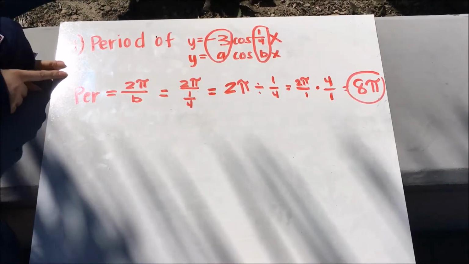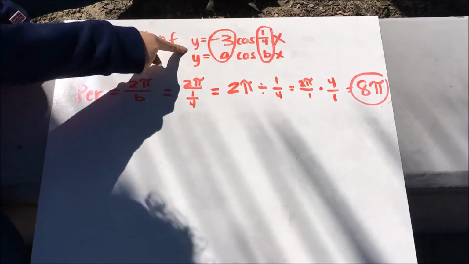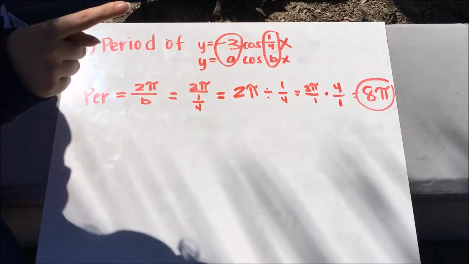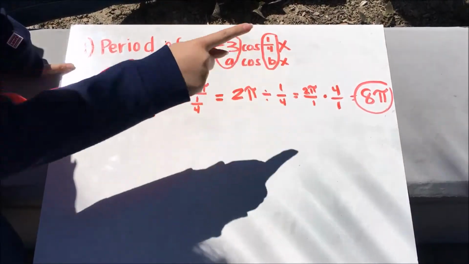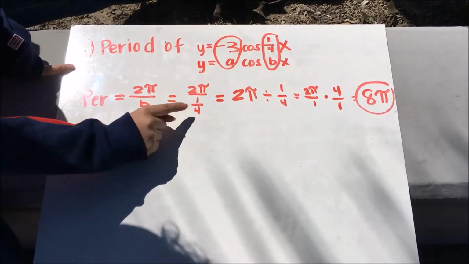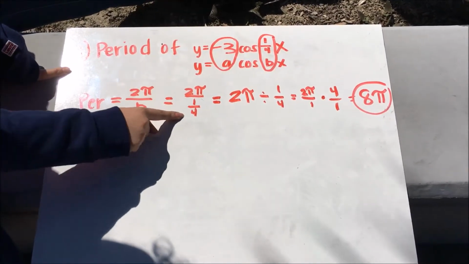So in this problem, we had to find the period of this equation. So we compared it to the parent function to figure out what our b value is. After we found what our b value is, we input it into the period equation, which is 2 pi over b. So after we put b, it would be 2 pi over 1/4.